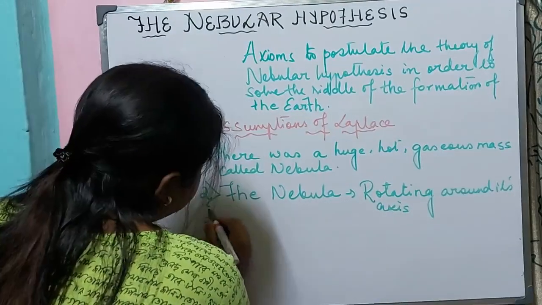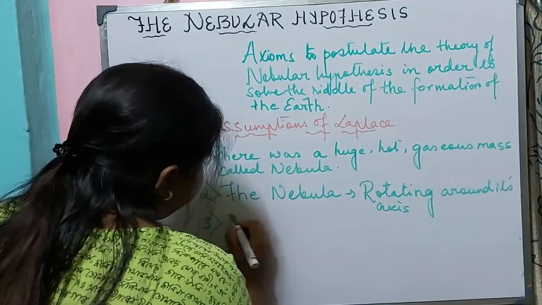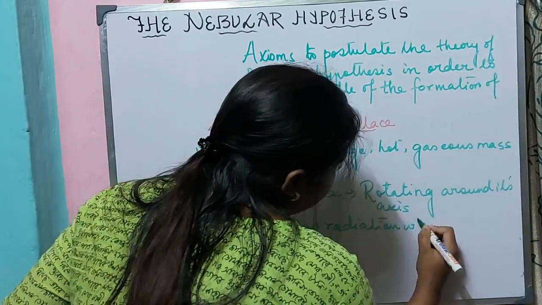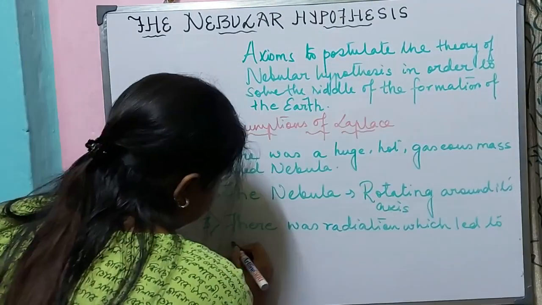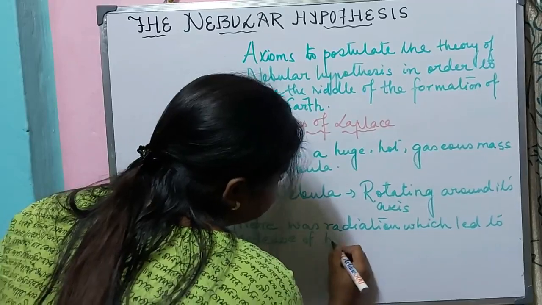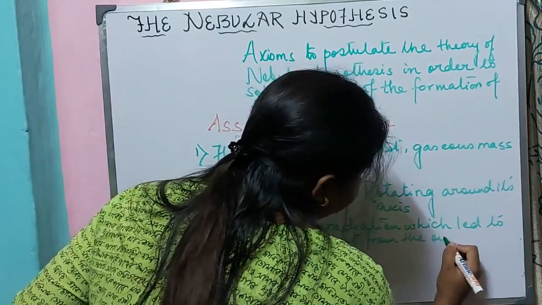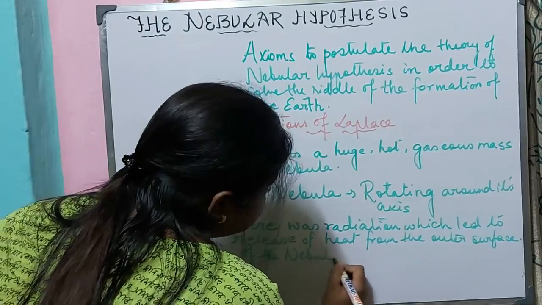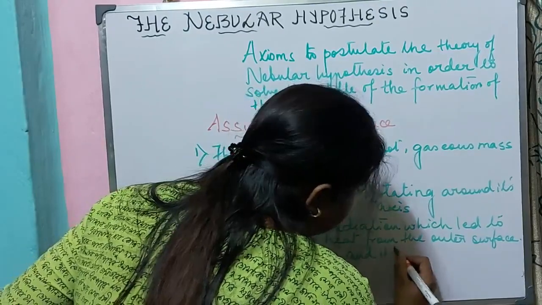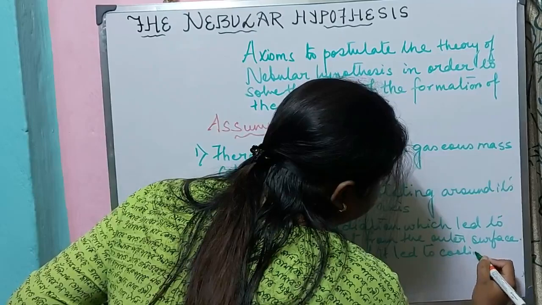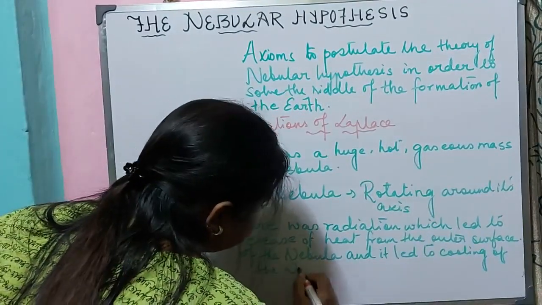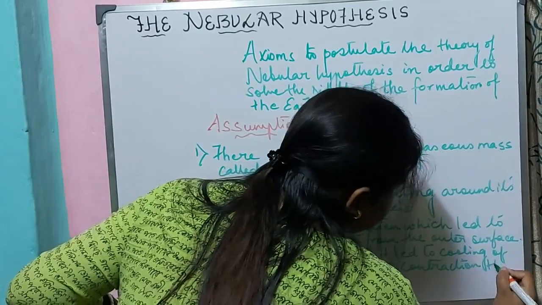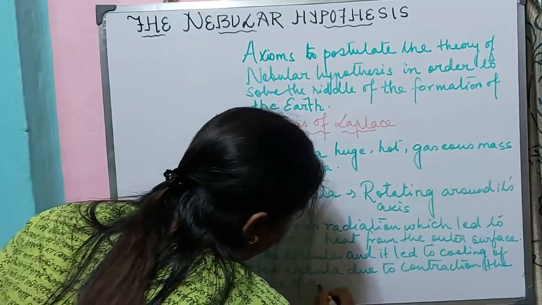The third assumption made by Laplace is that there was radiation which led to release of heat from the outer surface of the nebula. As the heat is released, it led to cooling of the nebula due to contraction. The size of the nebula decreased.